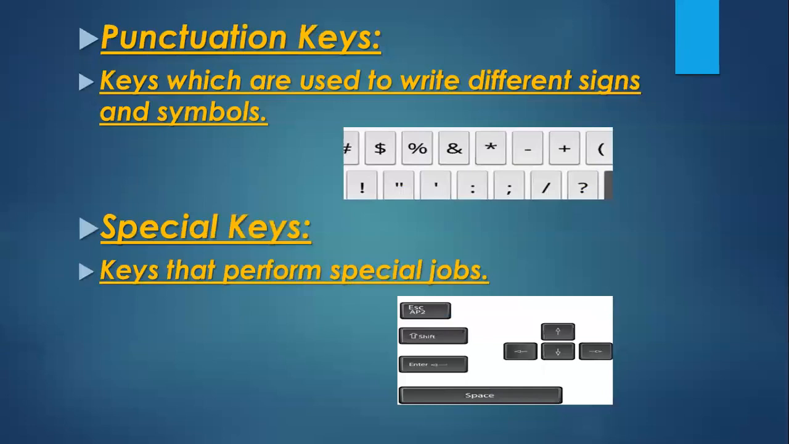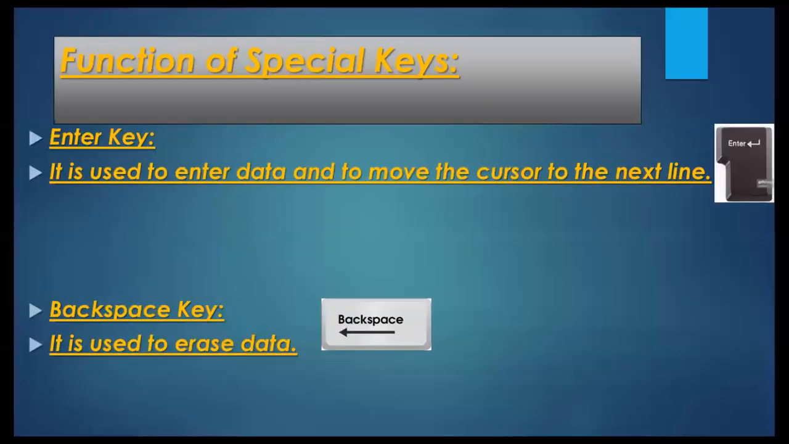Okay. Now, after alphabet, number, and punctuation keys, you can see in the picture of keyboard, which is given on page number 14 and 15 of your book, that along with alphabet keys, number keys, and punctuation keys, there are also some other keys present in the keyboard. What are these keys known as? These are known as special keys. Yes, special keys. Why do we call them special keys? Because these keys perform special functions. Okay, now I'm going to tell you about some special keys.